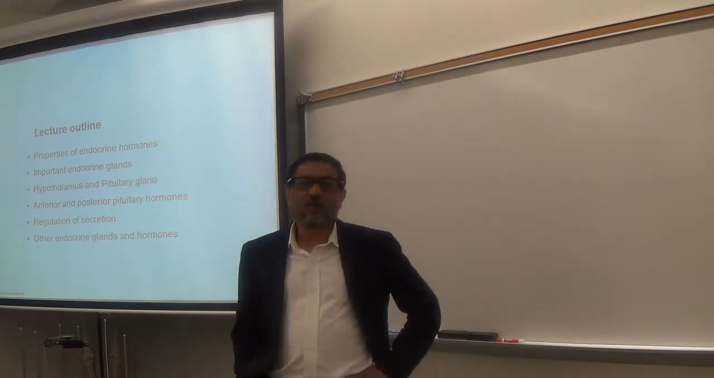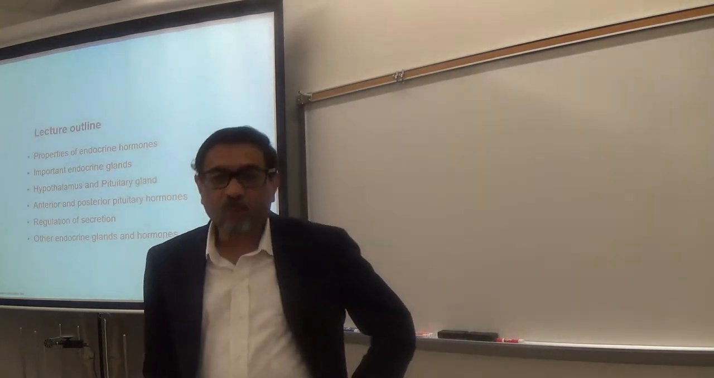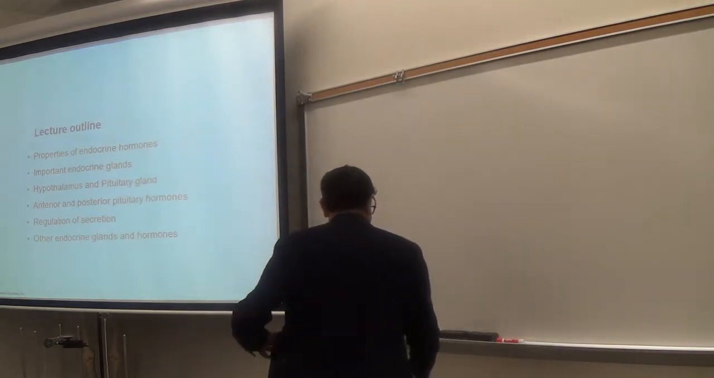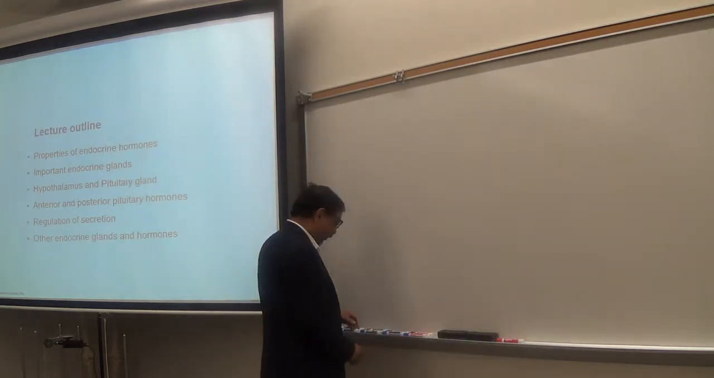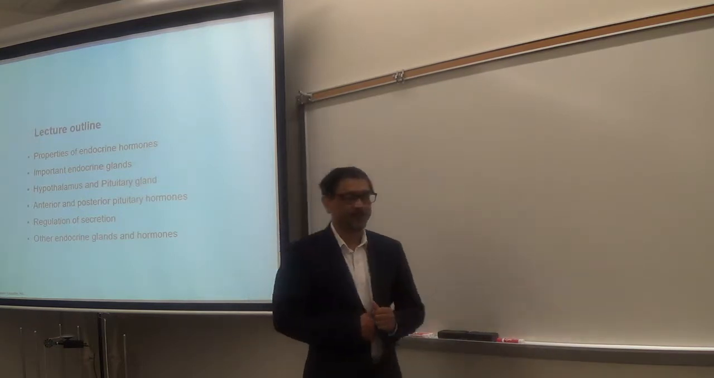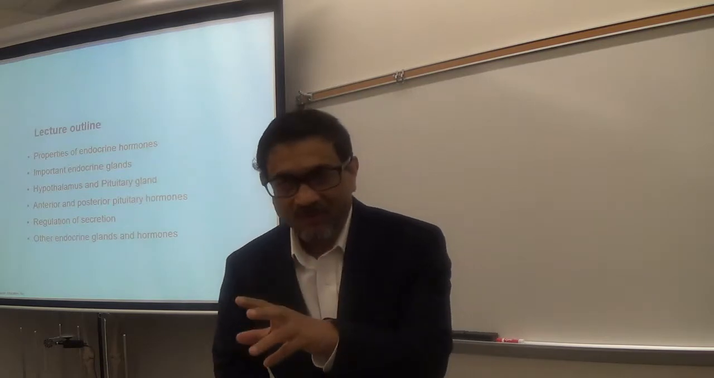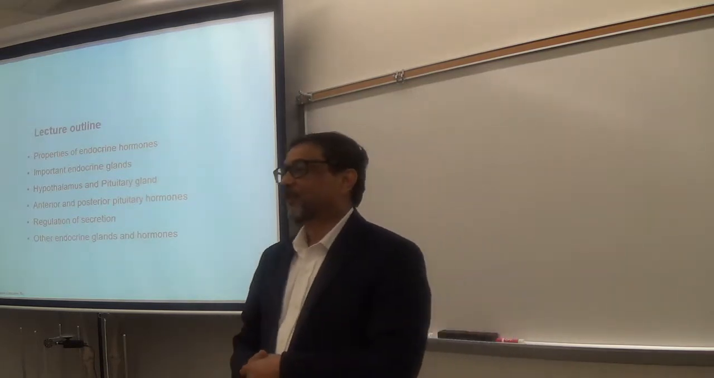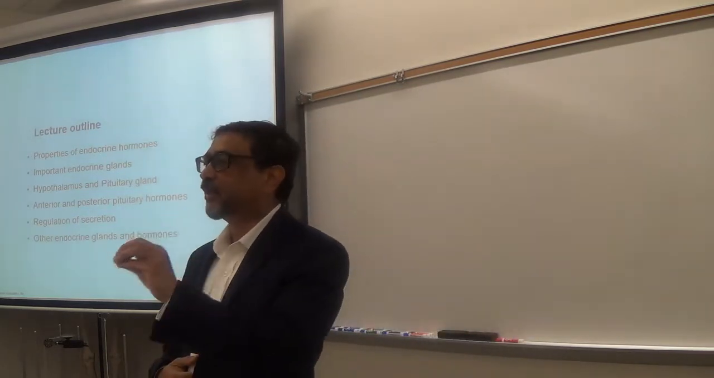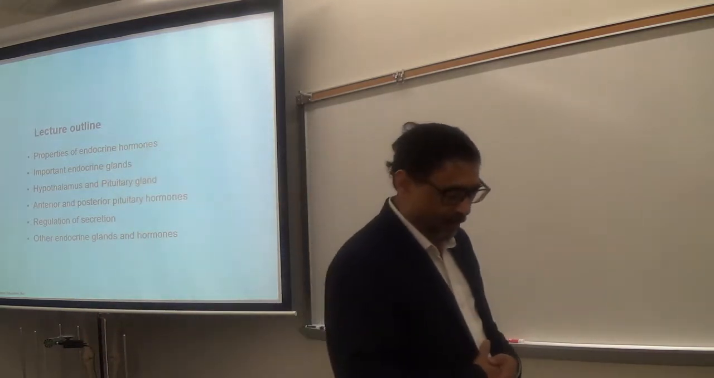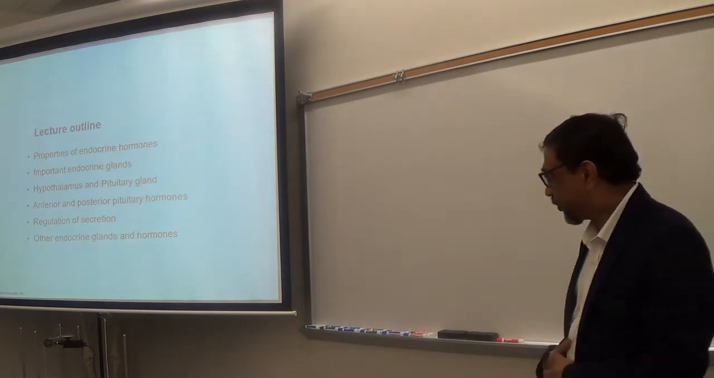Endocrine system works through the endocrine glands. So in your body at different locations you have the endocrine glands, and endocrine glands secrete what? Hormones. Okay, so endocrine glands secrete hormones, and those hormones work on the body parts.